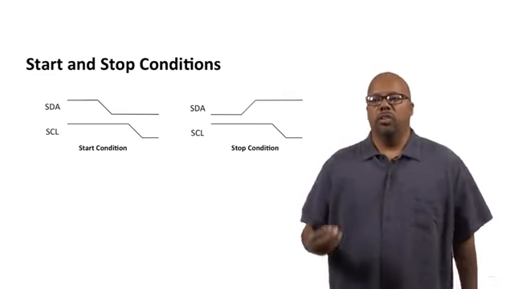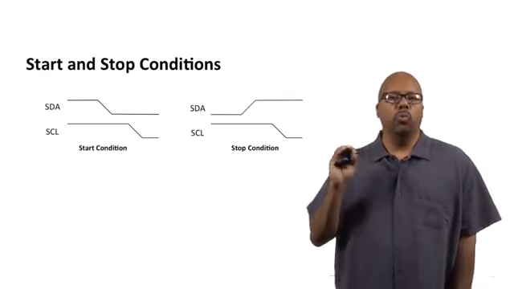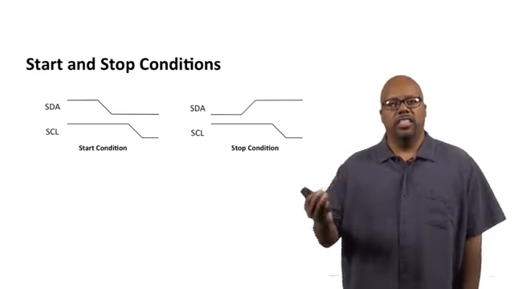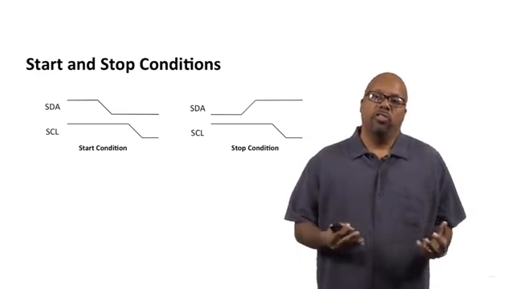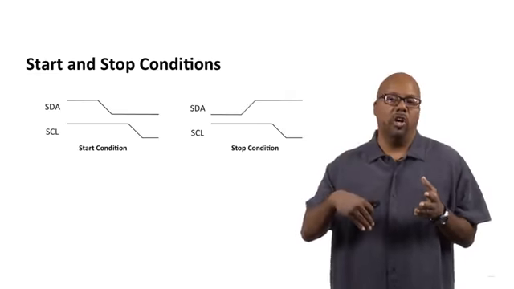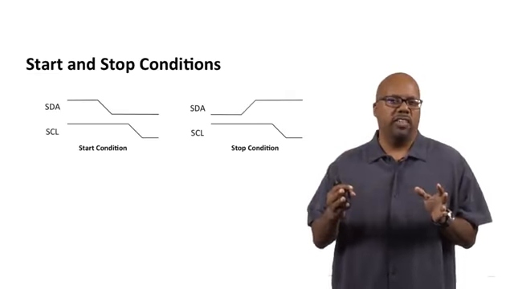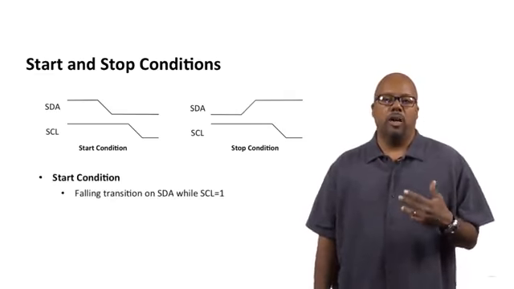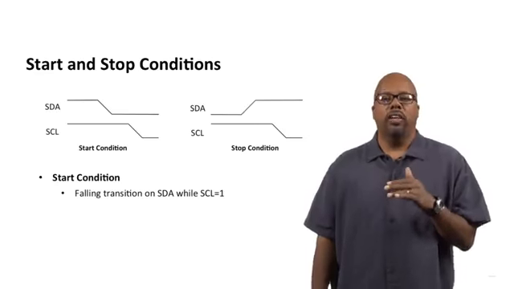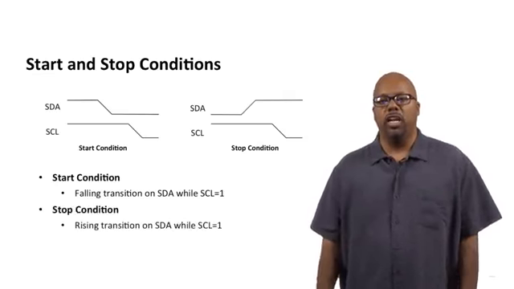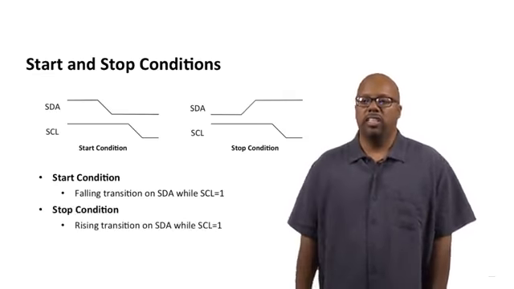The stop condition is the reverse. The SDA line goes from 0 to 1 while the clock line, the SCL line, is high. So when the master wants to start a communication, it drives SDA from high to low while SCL is high, and if it wants to stop the communication, it does the opposite: it drives SDA from low to high while SCL is high. So a start condition is a falling transition on SDA while SCL equals 1, and a stop condition is a rising transition on SDA while SCL equals 1.